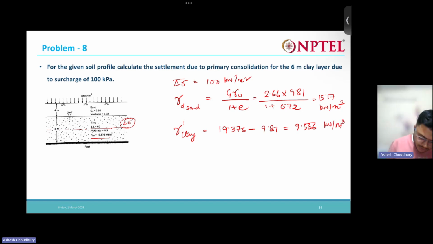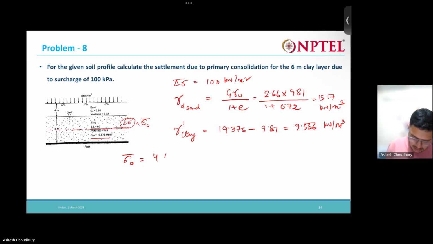Now you need to calculate the effective stress at this point. So for that, please recall the in situ stresses chapter, in order to calculate the initial effective stress at this point. How to do? Initial effective stress, how to calculate? Please tell me.